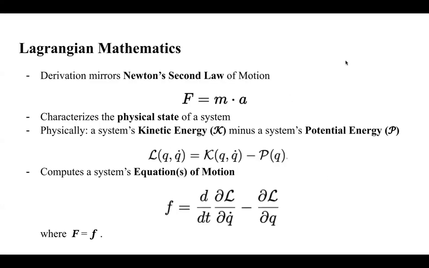For some background, Lagrangian mathematics, its derivation pretty much mirrors Newton's second law of motion, which we all know is F equals ma. It characterizes the physical state of a system, and physically, it's the system's kinetic energy minus the system's potential energy with reference to each generalized coordinate. So you'll have one equation of motion per generalized coordinate.